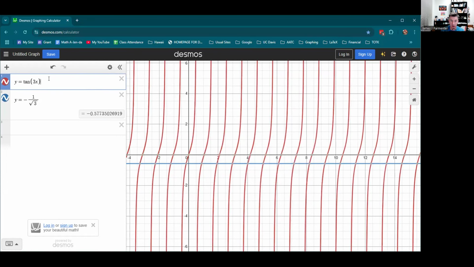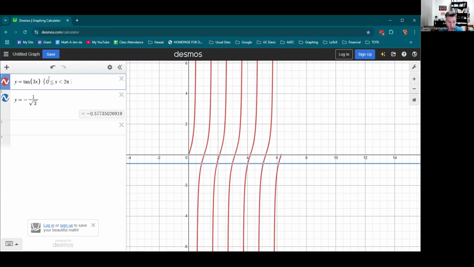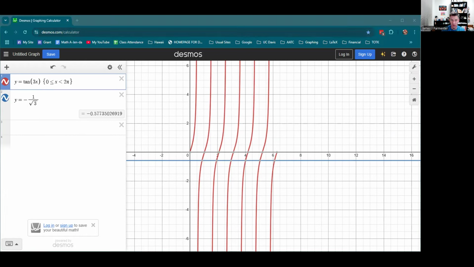So in fact, if we limit ourselves to being between 0 and 2 pi, you can see we exactly get 1, 2, 3, 4, 5, 6 full periods of tangent. So we should get 6 full answers. And there they are: 1, 2, 3, 4, 5, 6. So kind of a cool way of visualizing it. Again, you don't need to graph it though to be able to do this. Let's go back to sharing the visualizer.